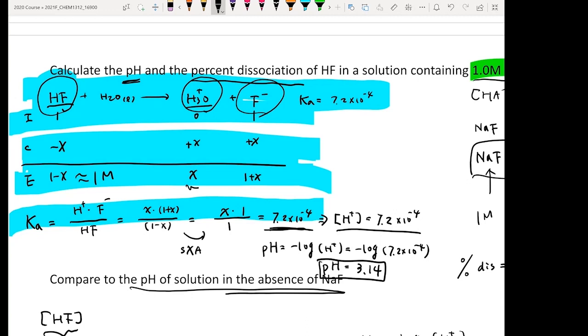X, that's the proton concentration, 7.2 times 10 to the negative 4, is a very small number. How about your F minus? It's 1 plus 7.2 times 10 to the negative 4, so it's also around 1 M. So what are the major species inside the solution? It's pretty much the same amount of HF and your F minus.